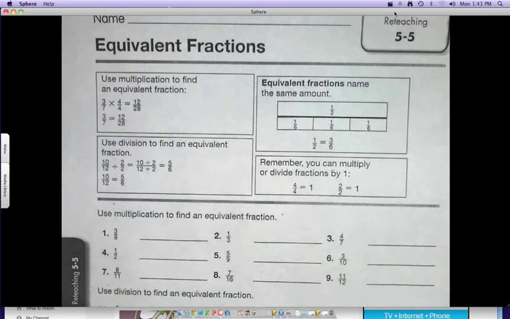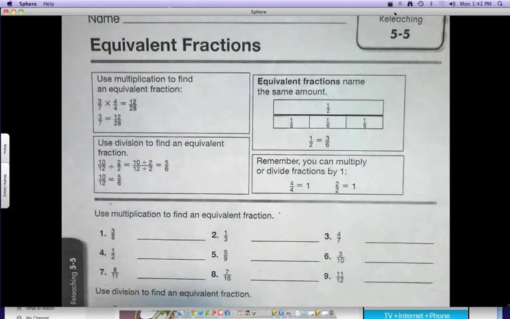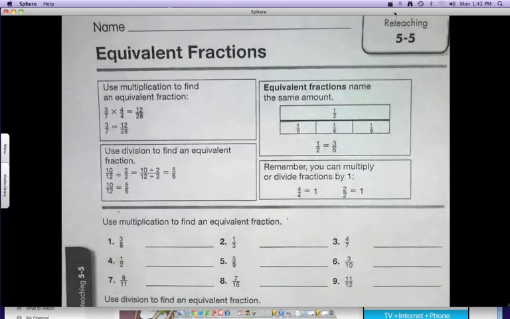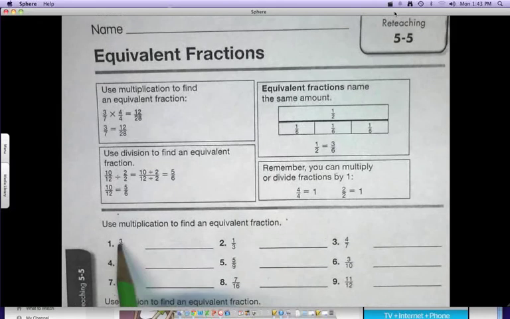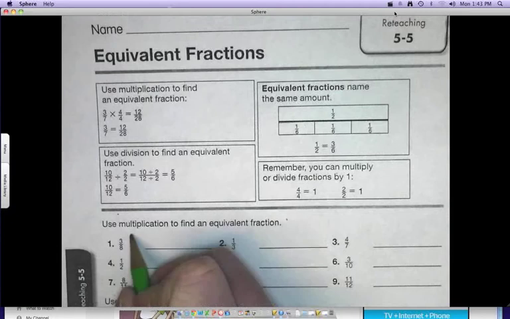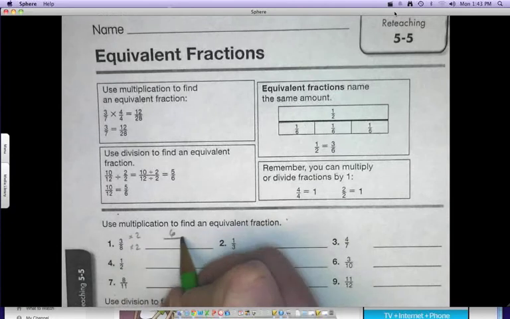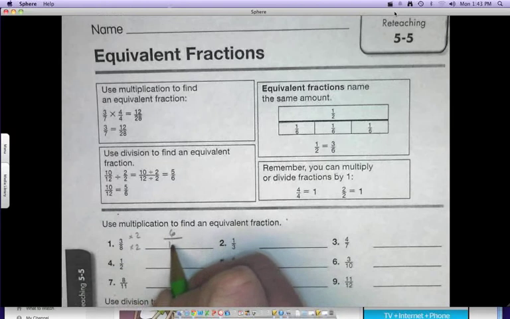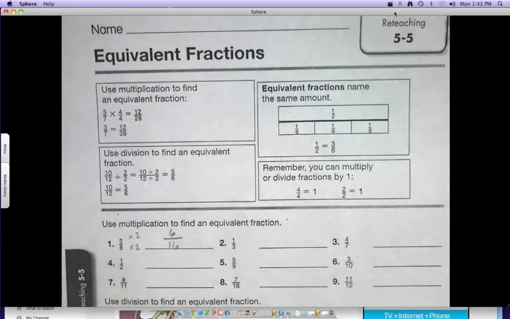Equivalent fractions name the same amount. It does not matter. It is still representing the same amount. And remember, you can multiply or divide fractions by 1. So 4/4 equals 1, and 2/2 equals 1. So 3/8. If I want to find an equivalent fraction, I can multiply 3/8 by 2/2. So I'm going to multiply both the numerator and the denominator by 2 to give me a new fraction, which is 6/16. That is an equivalent fraction for 3/8.